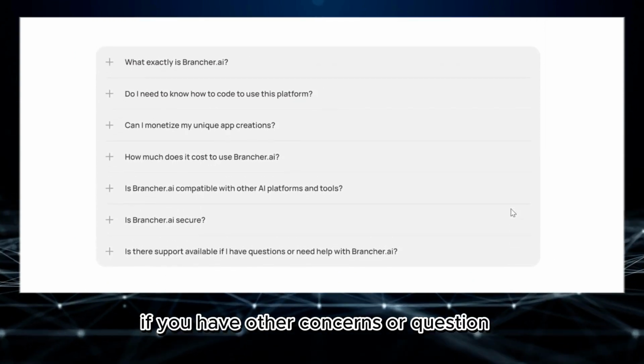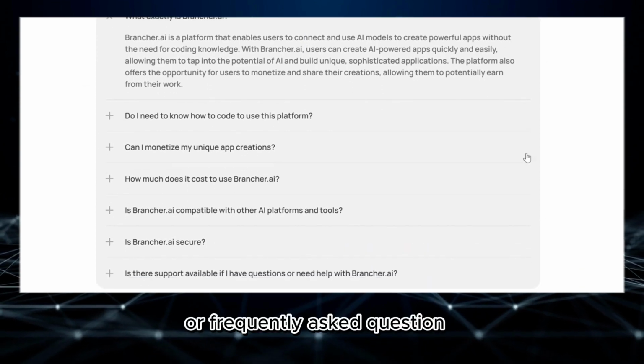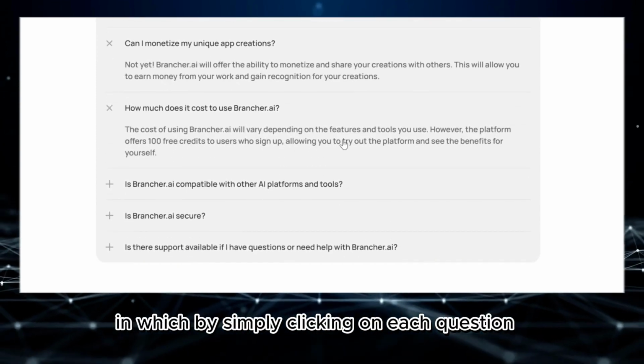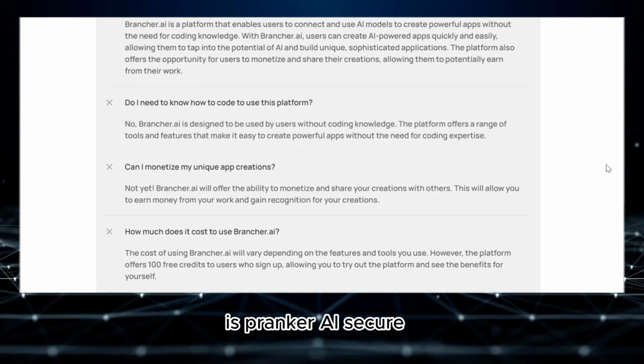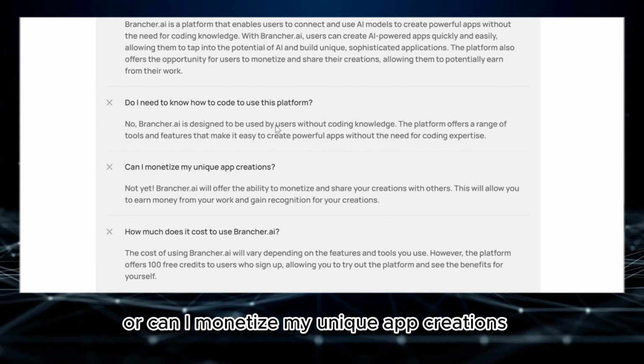And from here, if you have other concerns or questions, you could also proceed to the FAQ, or frequently asked questions, in which by simply clicking on each question, it will show you the corresponding answer. Those questions include, is Brancher AI secure? Or can I monetize my unique app creations, and any other questions?